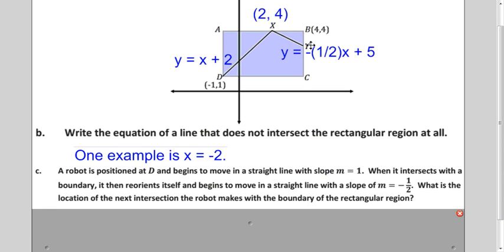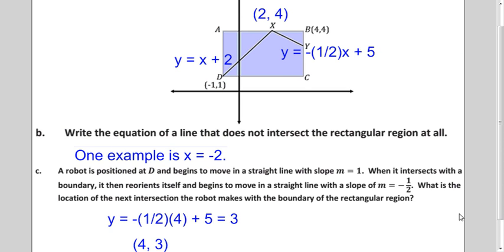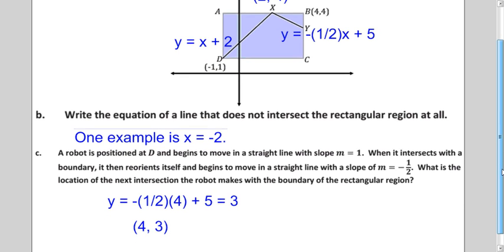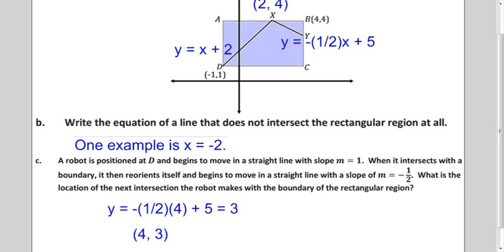So this segment intersects this boundary over here. And the equation of the line that contains this segment is x equals 4. So you plug in 4 for x, and we get the point (4,3). Could have also gotten that by graphing it and looking at where it hits this nice lattice point. So another way to do it.